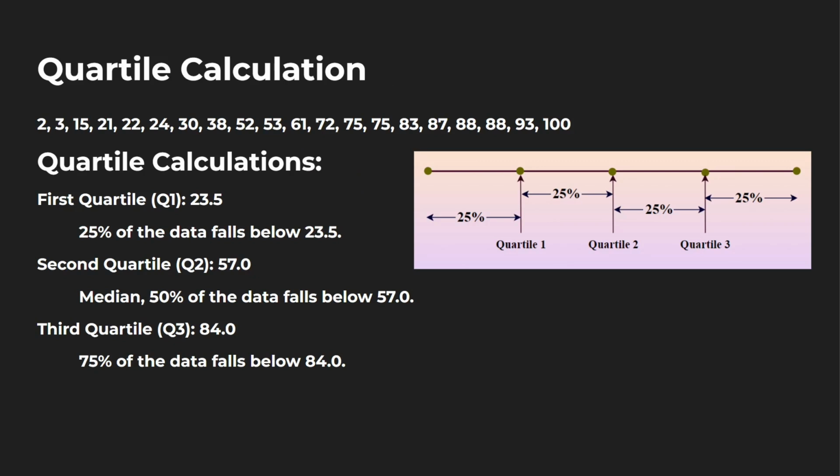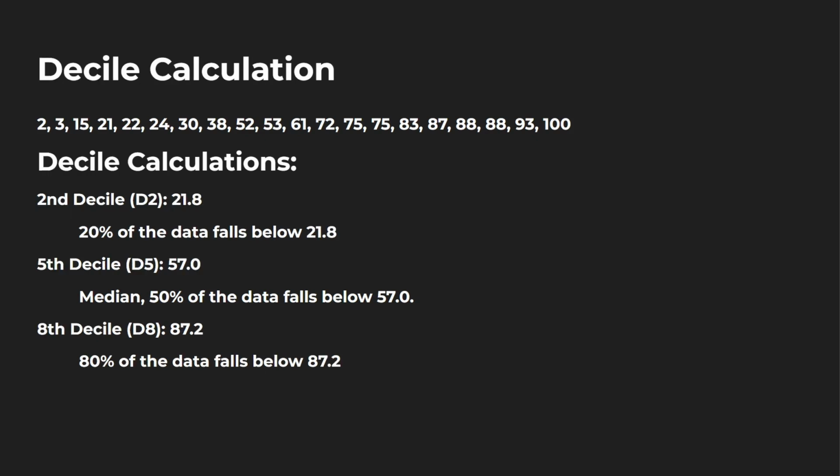This was a bunch of numbers that I randomly generated. So let's take a look at how we can do these quartile calculations. The first quartile, Q1, is 23.5. So 25% of the data is below 23.5. The median, which is our second quartile, was 57. So 50% of the data is below 57. And then third, Q3 is 84, so 75% of the data falls below 84.